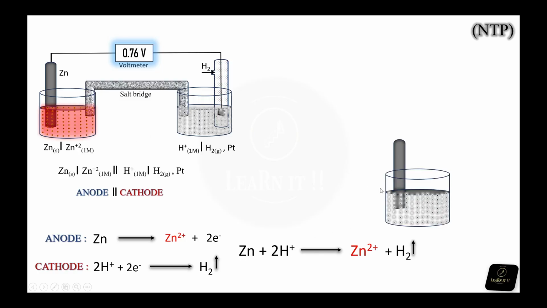So instead of this, if we take the zinc rod and we put this zinc rod in the acid, this is H plus means acid, then this cell constitutes, which is having the potential 0.76 volt. So that time the zinc will undergo oxidation, means zinc dissolves in the acid and simultaneously hydrogen gas is liberated. So this is the reaction.